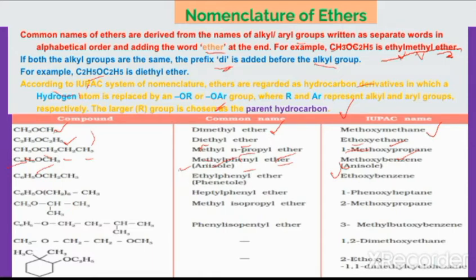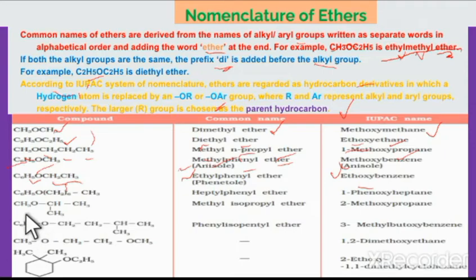Next compound is C6H5OCH2CH3. This is known as ethyl phenyl ether, which is the common name. It is also known as phenetole. The IUPAC name of this compound is ethoxybenzene.